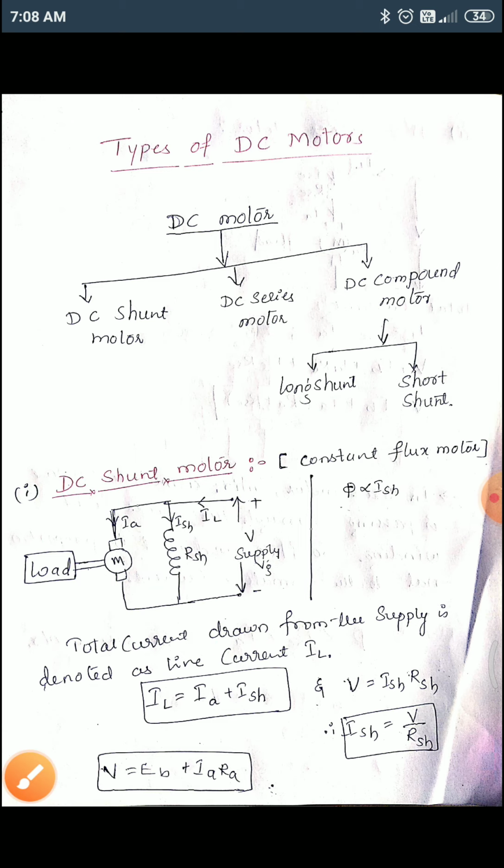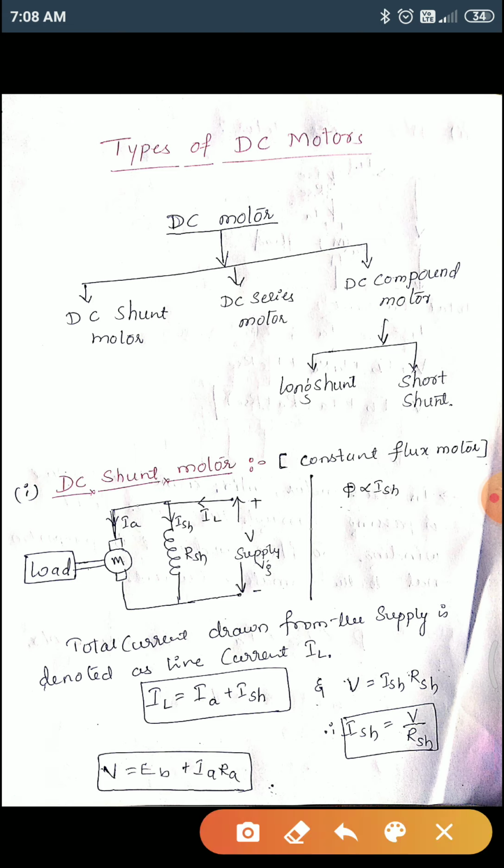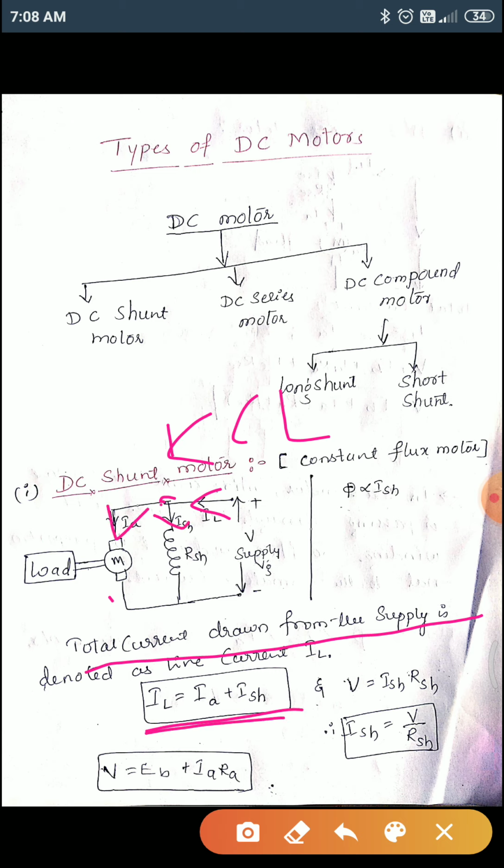Let's see what current and voltage parameters have to be calculated. The total current drawn from the supply is denoted as IL. If you apply KCL at this point, IL is entering and IA and ISH are leaving the node. Therefore IL will be equal to IA plus ISH. Next, the voltage across the armature and the voltage across the field are in parallel, so the voltages remain the same.